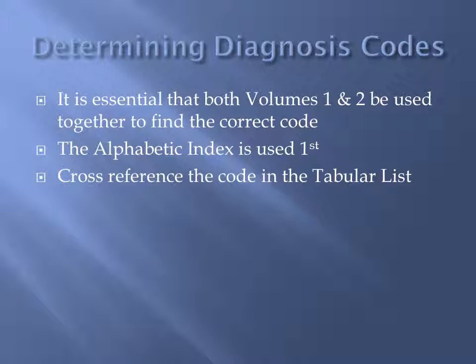When determining the diagnosis codes, it is essential that both volumes 1 and 2 be used together to find the correct code. The alphabetic index is used first, and then cross-reference the code with the tabular list.